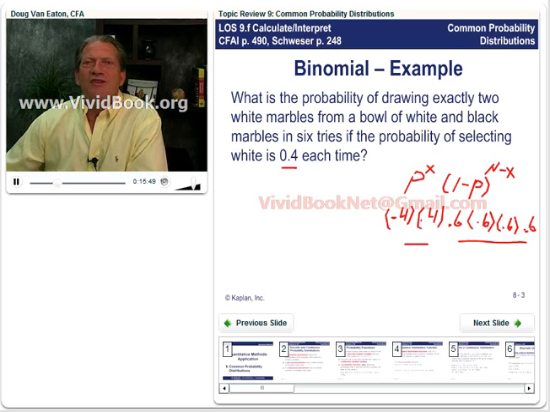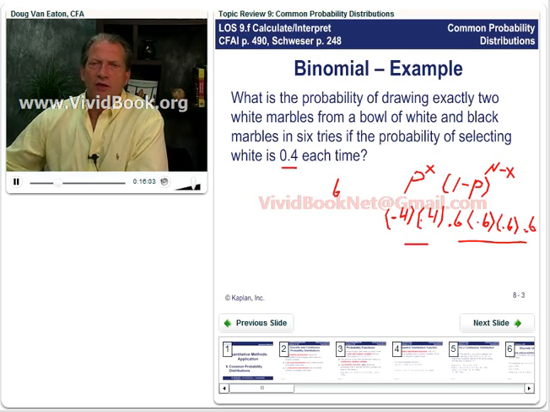How many ways are there to choose 2 white ones in a series of 6 draws? And that's going to be this n, which here is 6 for us, choose 2. And so if we multiply all that together, that's the binomial formula.